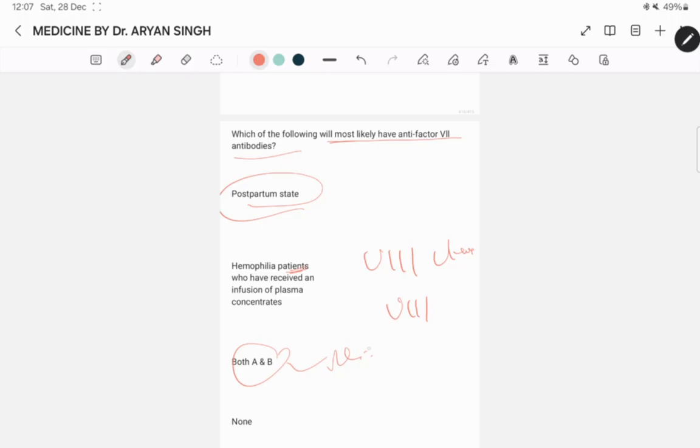These antibodies are also found in maternal serum following deliveries. In the postpartum state, anti-factor VIII antibodies are found. They are also present in hemophilia patients after an infusion of plasma concentrate. So anti-factor VIII antibodies are found in hemophilia patients after an infusion of plasma concentrate, and they are also found in the postpartum state.